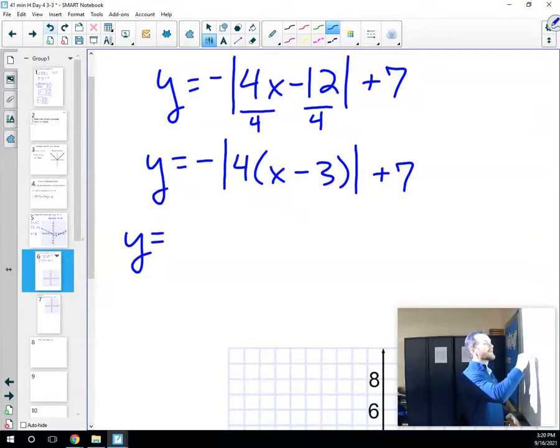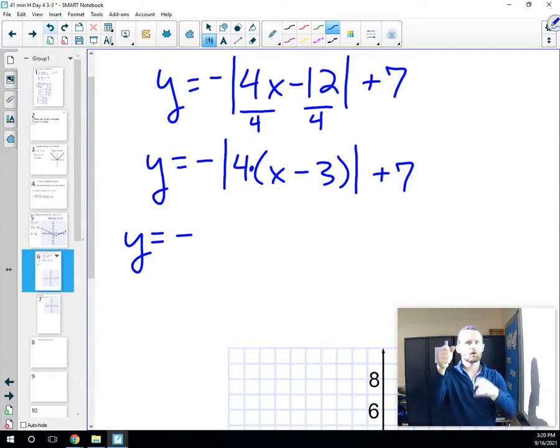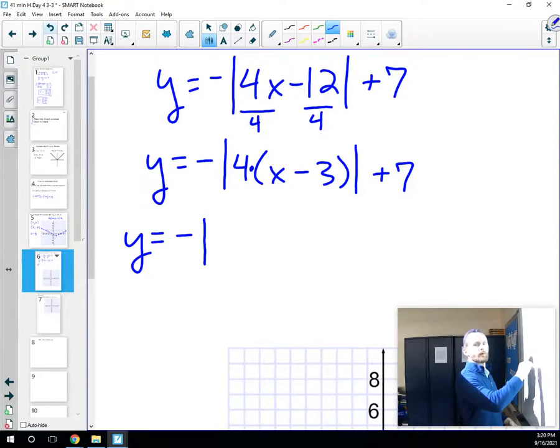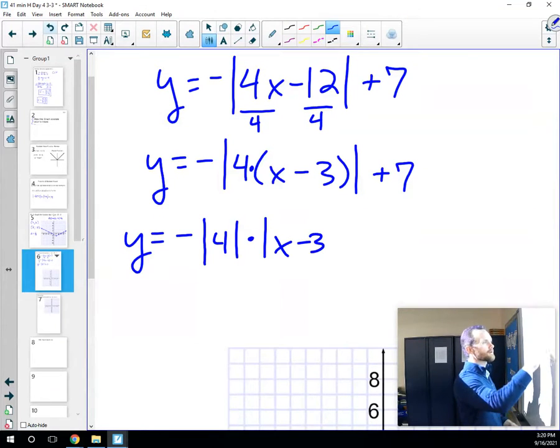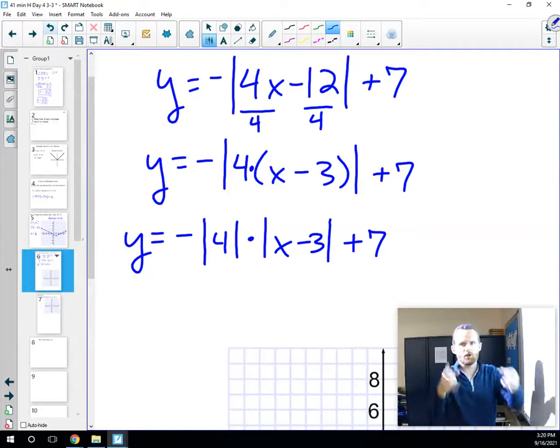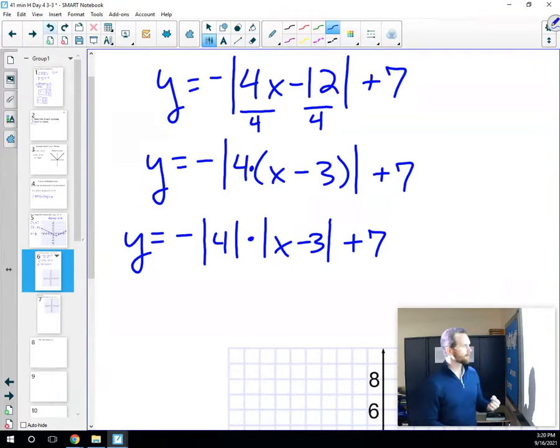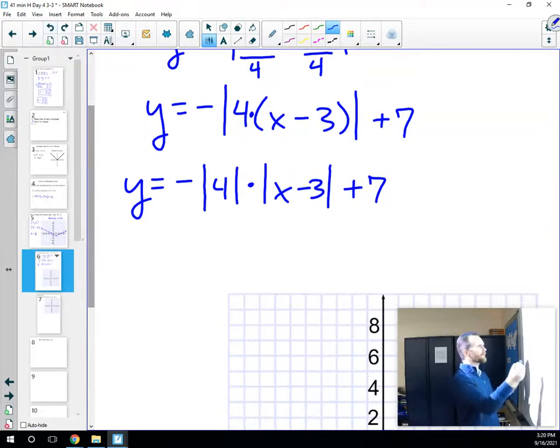So I'm going to put y equals negative. Now, here's what I'm going to do. We've got 4 times something inside the absolute value. Well, we can use our absolute value property. All we have to do is rewrite this as the absolute value of 4 times the absolute value of x minus 3. That's what our property says we can do. We're multiplying two things inside an absolute value, so we rewrite them as two separate absolute values with multiplication in between them. And that lets us keep simplifying because we know the absolute value of 4 is just 4.